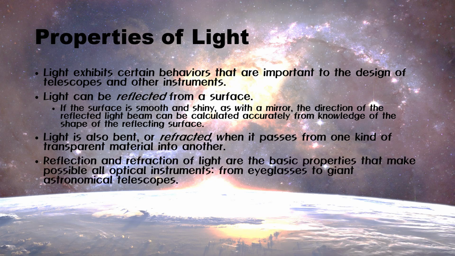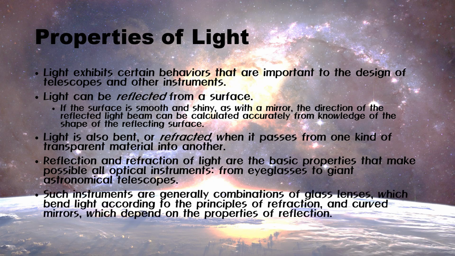Now, reflection and refraction of light are the basic properties that make possible pretty much all of the optical instruments that we have, anything from eyeglasses to giant telescopes. Such instruments are generally combinations of either glass lenses, which bend light according to the principles of refraction, and curved mirrors, which depend on the properties of reflection.